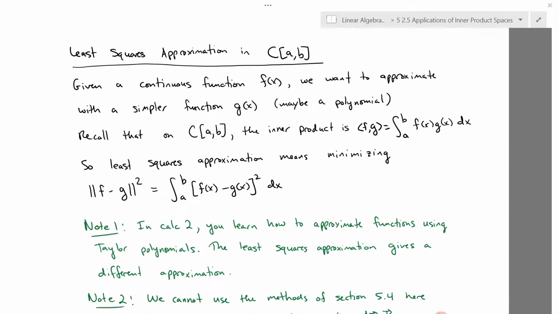Okay, so the second topic of this section is least squares approximation in the vector space of continuous functions. So the idea is the following, right? You're given some continuous function, let's say f of x, and we want to be able to approximate it with some simpler function g of x, so maybe a polynomial or something.